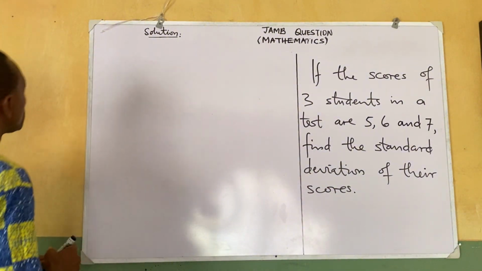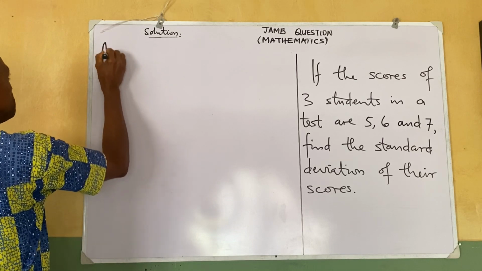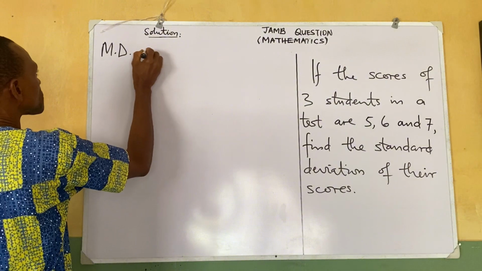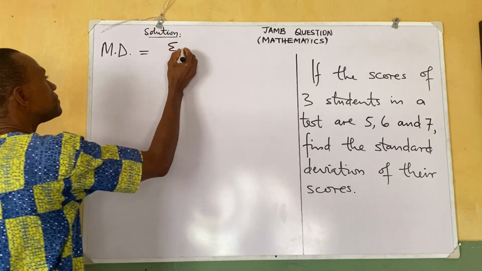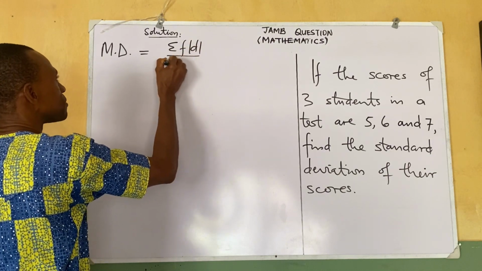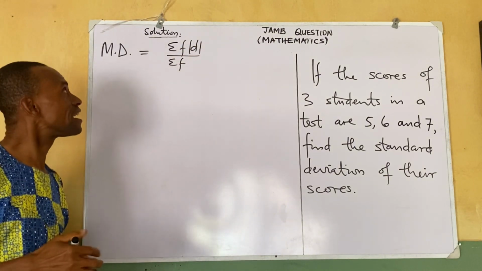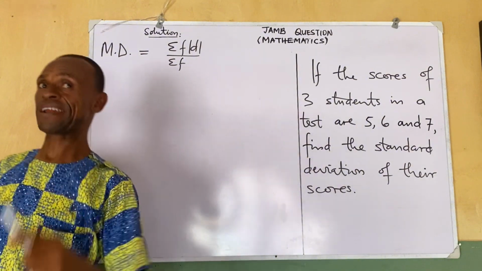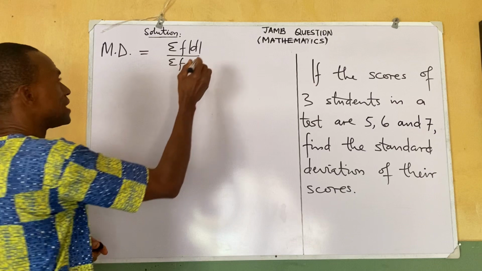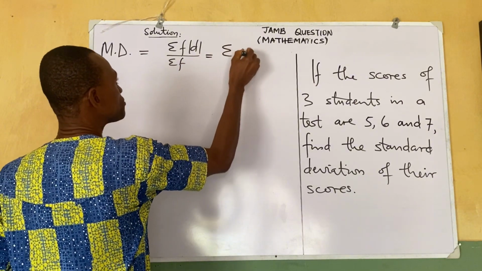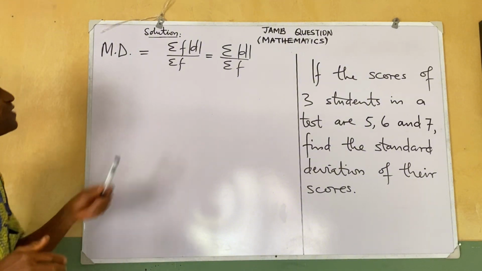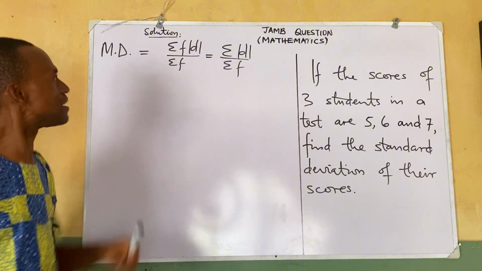Easy, let's go. Let's start with mean deviation, MD, mean absolute deviation. It equals the sum of f times the modulus of deviation, all over the sum of f. If the data have a frequency of 1 each, f will vanish, so we have the sum of absolute deviations all over the sum of f.